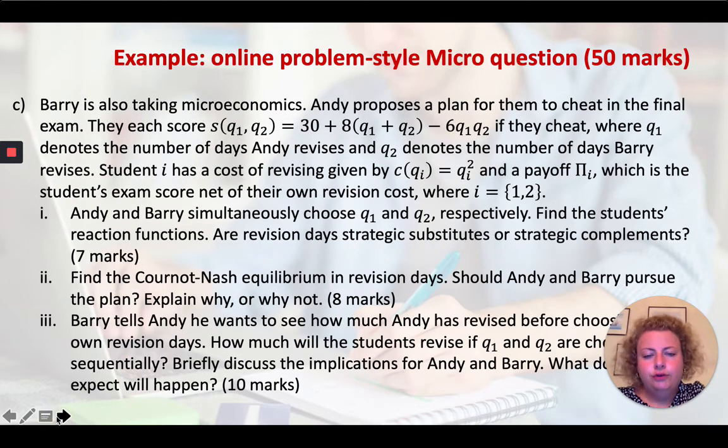The problem goes on to introduce Barry. Barry is also taking this course, and Andy proposes that they cheat in the final exam. Now, if they cheat, they each get a score S, which is now a function of the number of days each of them chooses to revise.